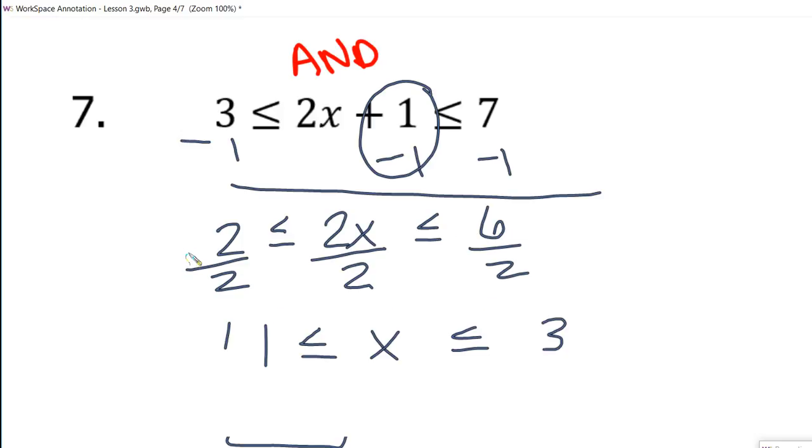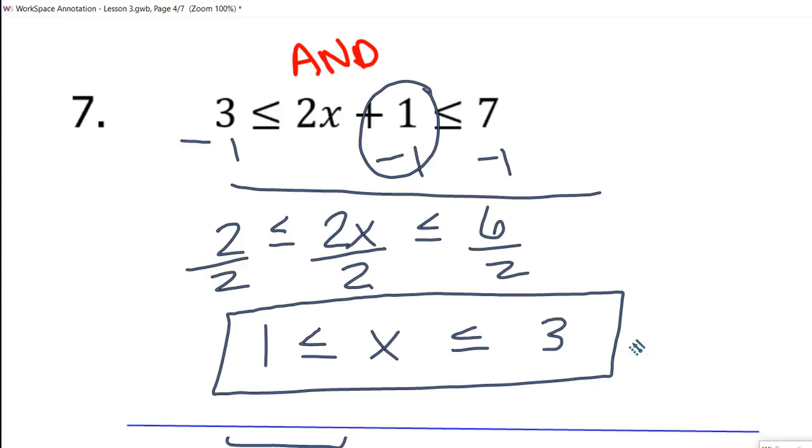Now you do have to graph it. So I want you to drop it down 1. So start at 0 and go all the way up to 4. My endpoints go on what number? 1 and 3.